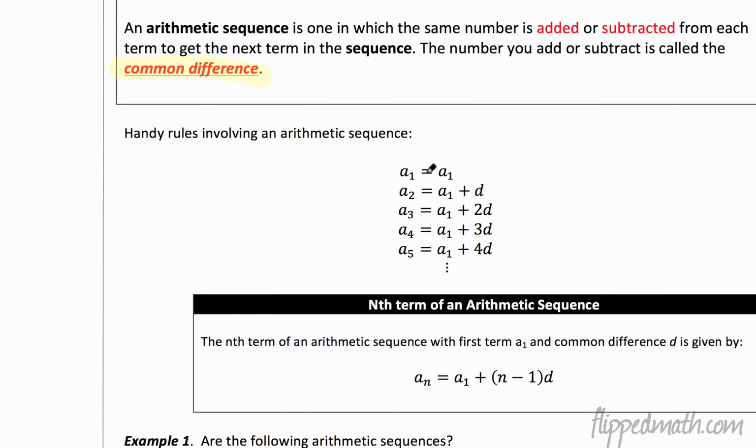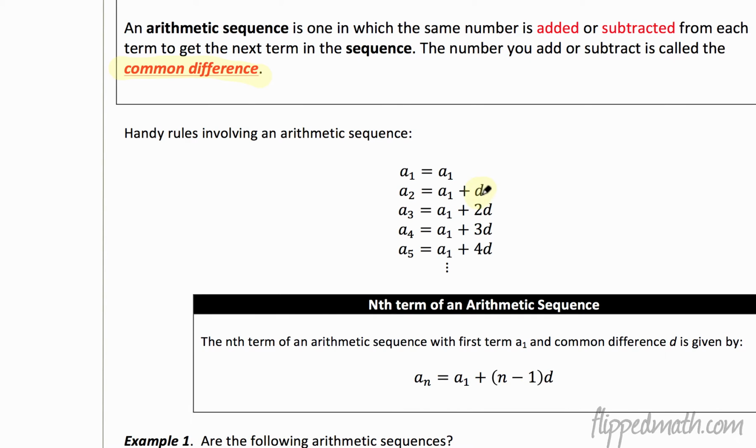Here's some rules. All right, so the first term they have to give you, so that's where it says a sub 1 equals a sub 1. But a sub 2 is you take the term before it and you add some difference, common difference d. All right, for the third term, you take the first term and you add that difference twice. For the fourth term, you add that difference 3 times to the first term, so on and so forth. Do you notice a pattern here?